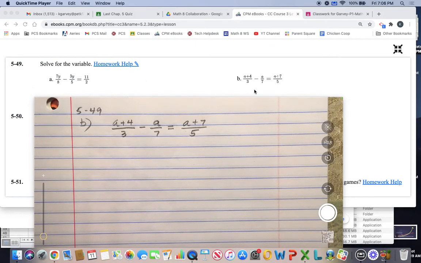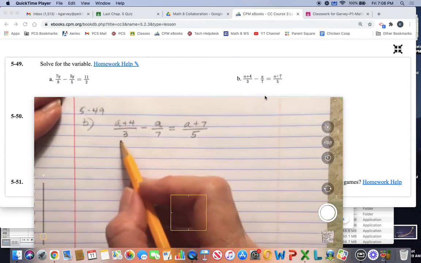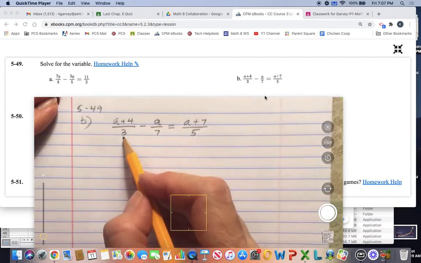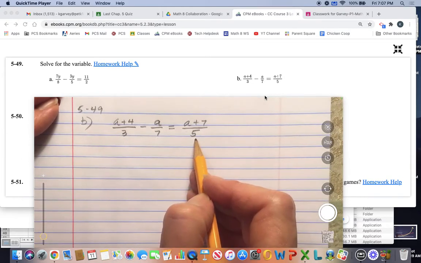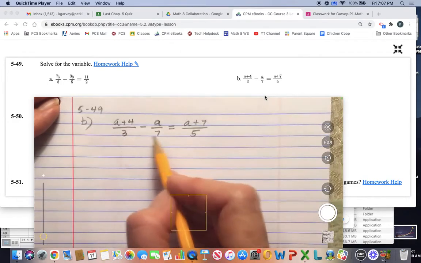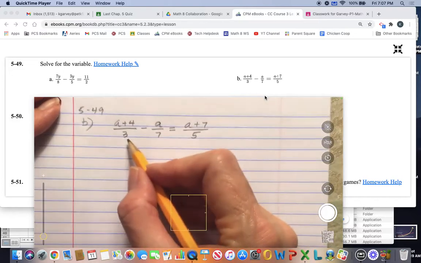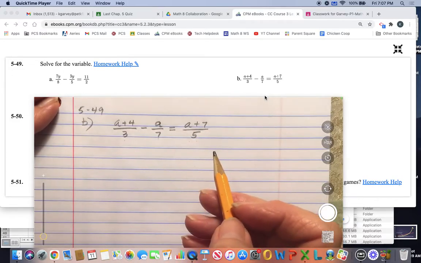5-49, and this time we're going to do B. And you'll notice that the variable in this case is an A, and I've rewritten the equation down here. So this one, quite frankly, it was a little difficult for me to find a number that all three of these divided into. You'll notice actually all of these are prime numbers. So what I ended up having to do was just multiplying all three of these numbers together.